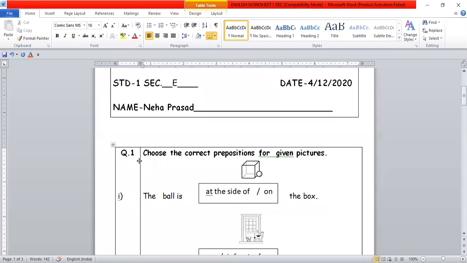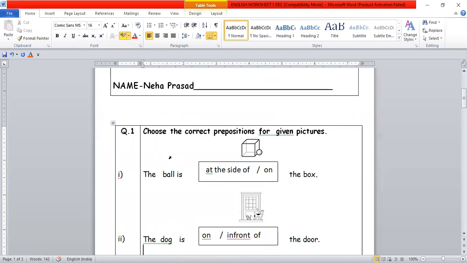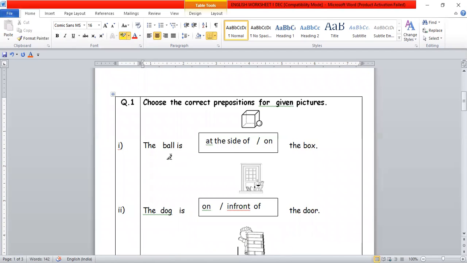All right. Question number 1. Choose the correct preposition for given pictures. So the preposition is there in the box, in this clue box. We have to look at the picture and choose one of them as correct. The ball is dash the box. So the ball is at the side of or on.